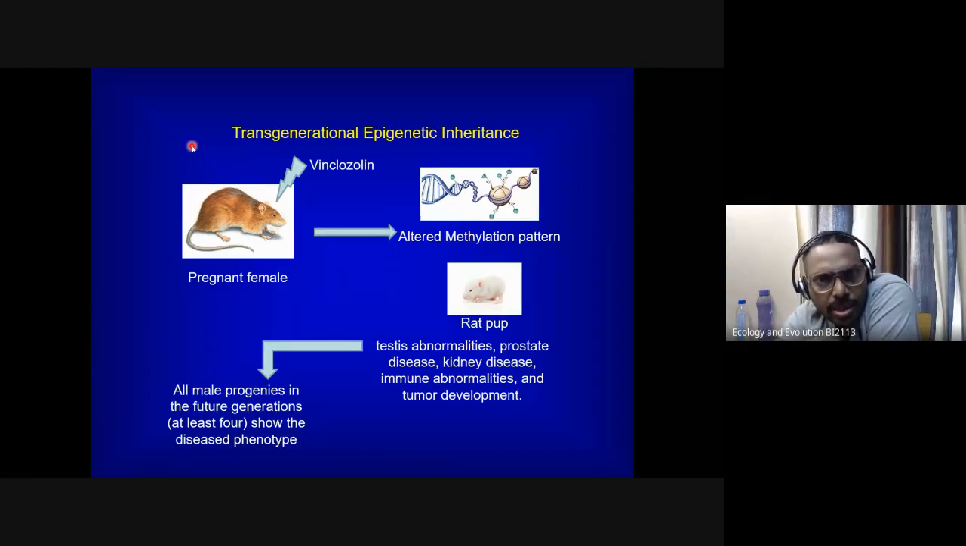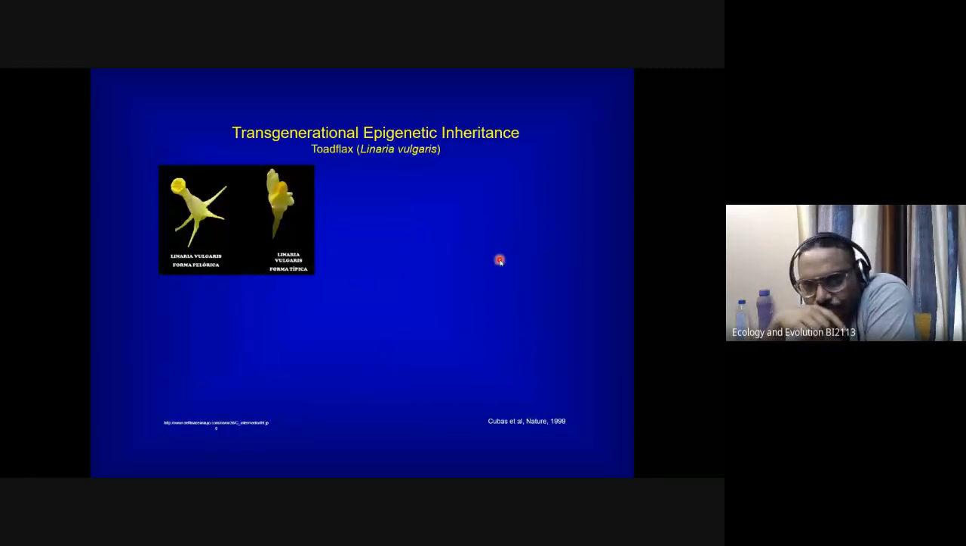all the male progenies, and this is very interesting, these abnormalities are only seen in the males and never in the females, but at least for 4 generations, all the male progenies end up showing all these diseased phenotypes. Now, please remember that in this experiment, the pregnant female is being hit with vinclozolin only once. After that, in the future generations, there is no vinclozolin treatment being given. So this was one of the cases which showed rather drastically that at least some epigenetic changes can pass from generation to generation.